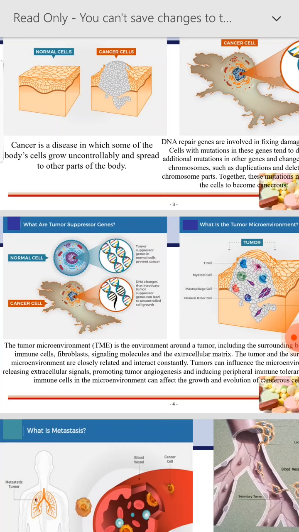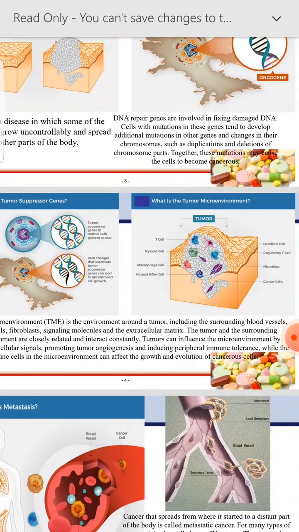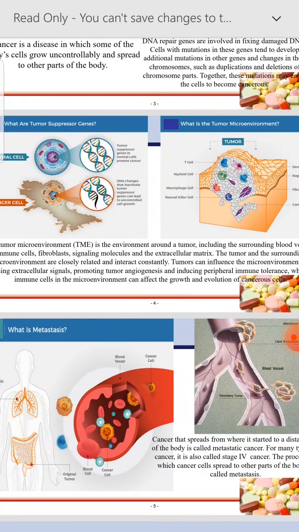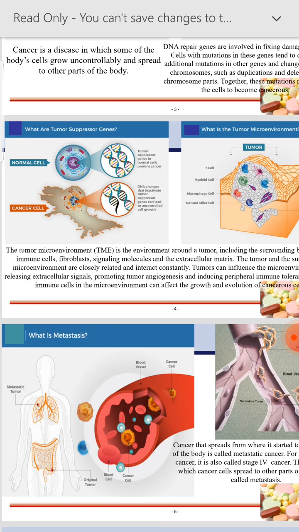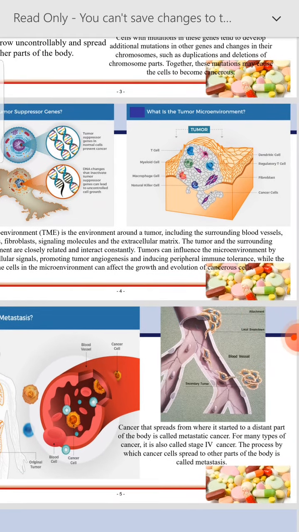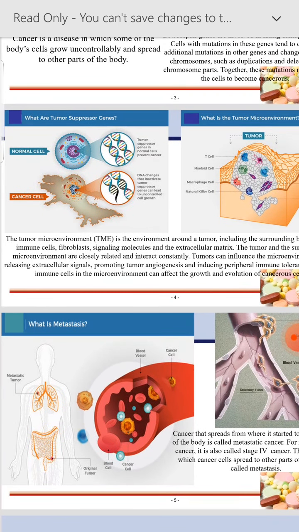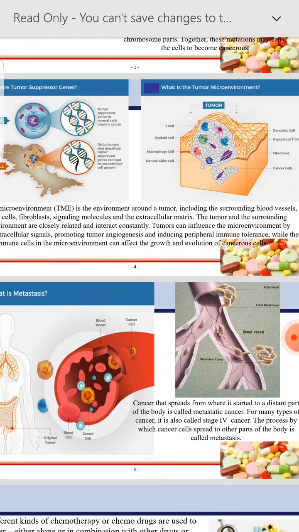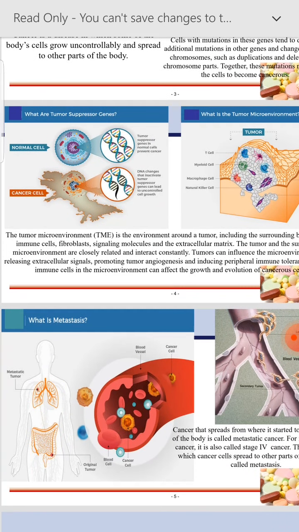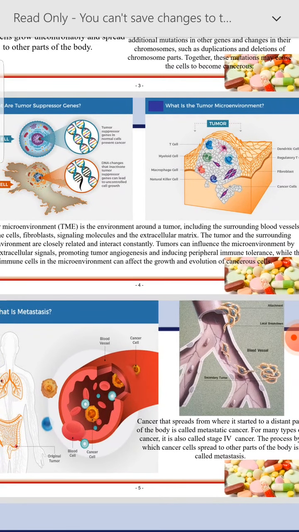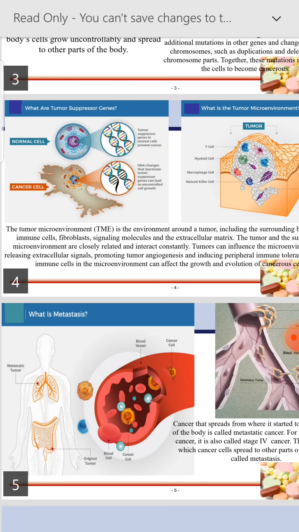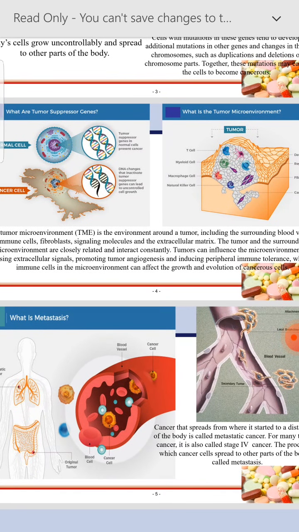The tumor microenvironment, TME, is the environment around a tumor, including the surrounding blood vessels, immune cells, fibroblasts, signaling molecules, and the extracellular matrix. The tumor and the surrounding microenvironment are closely related and interact constantly. Tumors can influence the microenvironment by releasing extracellular signals, promoting tumor angiogenesis, and inducing peripheral immune tolerance, while the immune cells in the microenvironment can affect the growth and evolution of cancer cells.